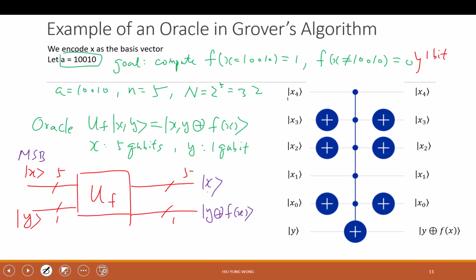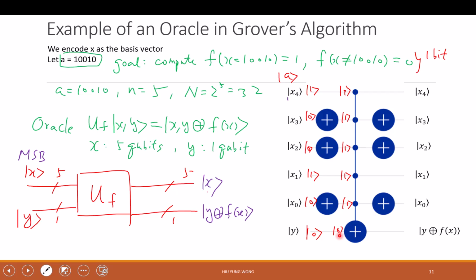So now let's say the input is A. A is the input. So when A is the input, this is 1, 0, 0, 1, 0. Are you okay with this? And then for Y, we will just use 0. Okay. After this, what do you get here? You get 1, 1, 1, 1, 1, 0. Make sense?